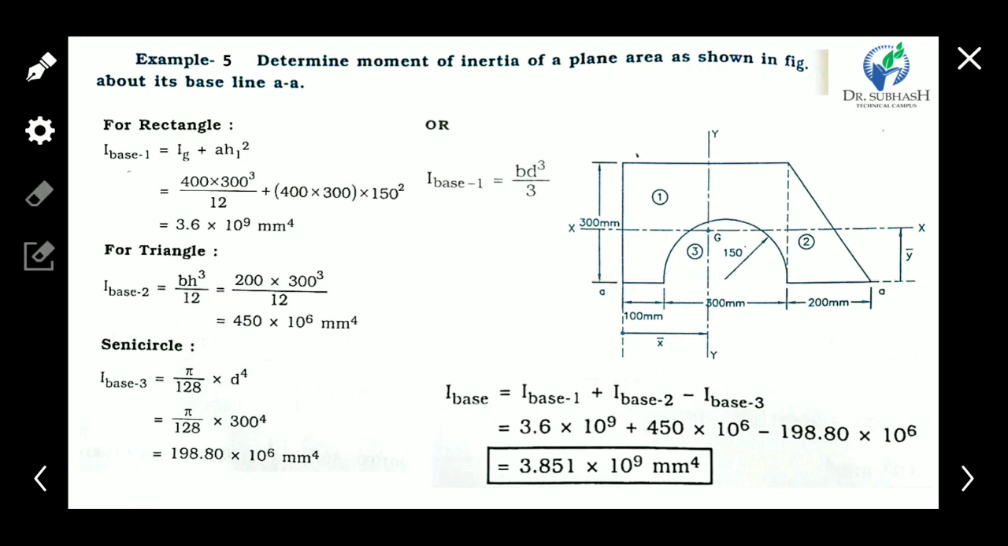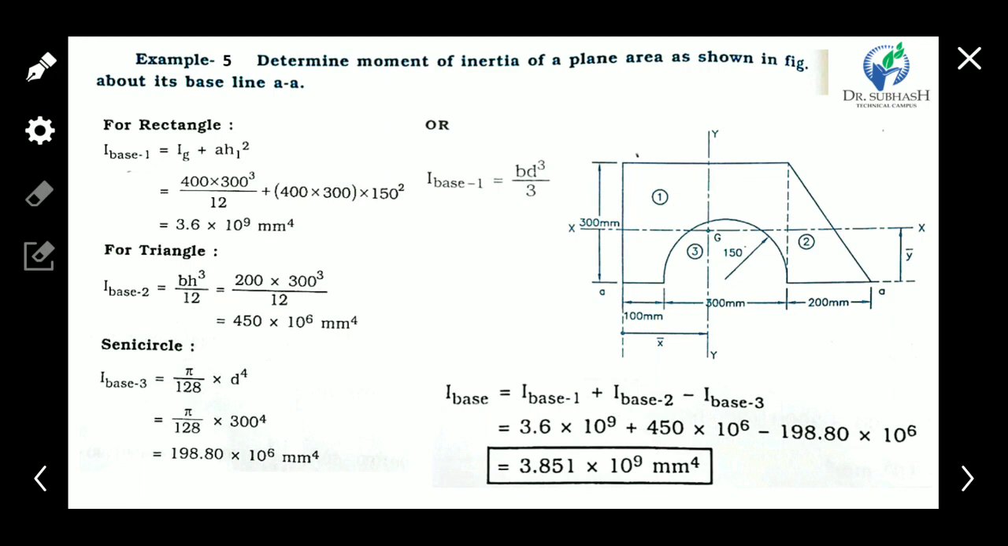So here three elements are there: assume the first is the square, then the triangle and the semicircle. So here also we have to take the summation of the triangle moment of inertia and the rectangle moment of inertia, and subtract the moment of inertia of the semicircle from the summation of these both elements. So first we have to find out the moment of inertia of the rectangle, the triangle, and the semicircle.